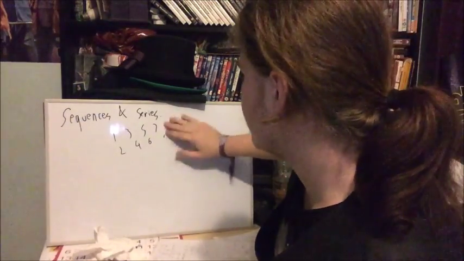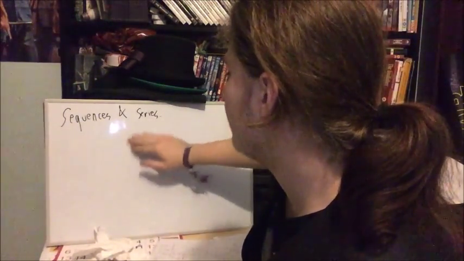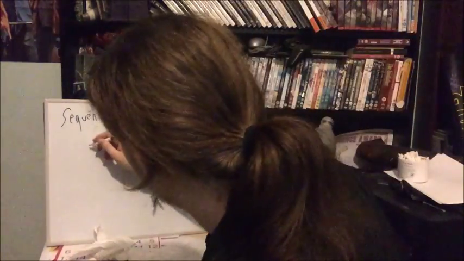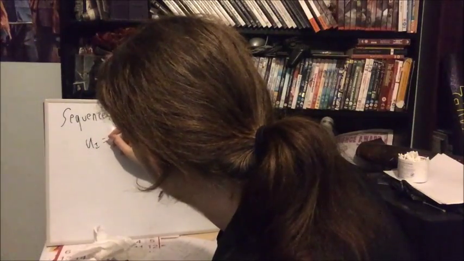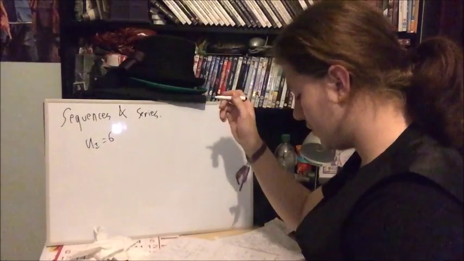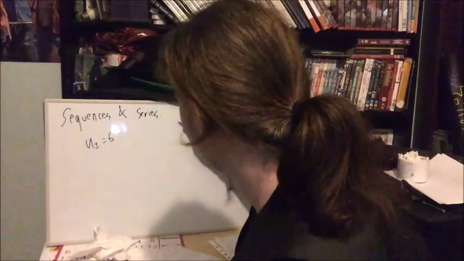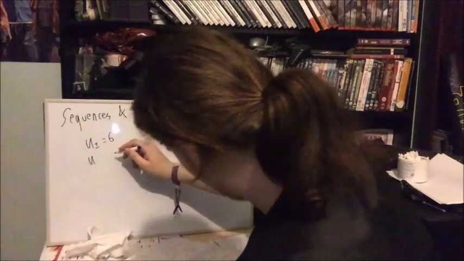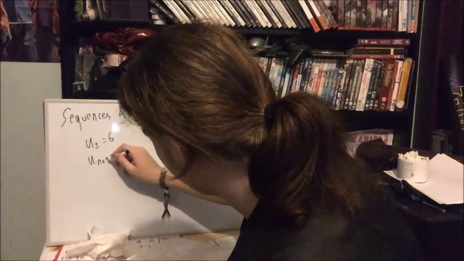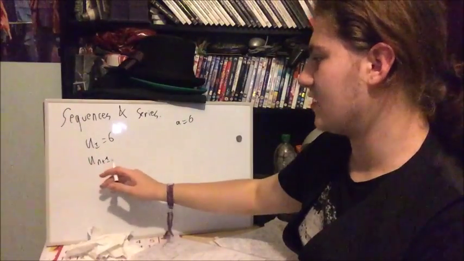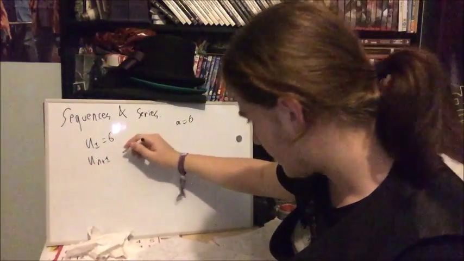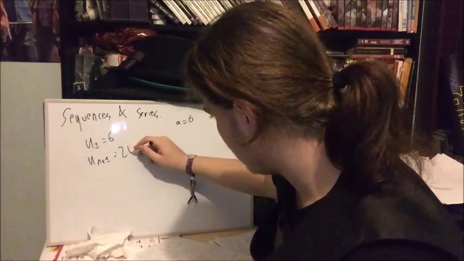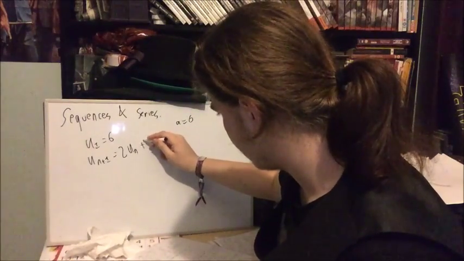But when it comes to A level, they prefer it if you write something along these lines. Let's say the first term is 6. Usually we can also write that as just a. So a equals 6, that's the first term. And u n plus 1, so basically the next term, equals 2un plus 3.